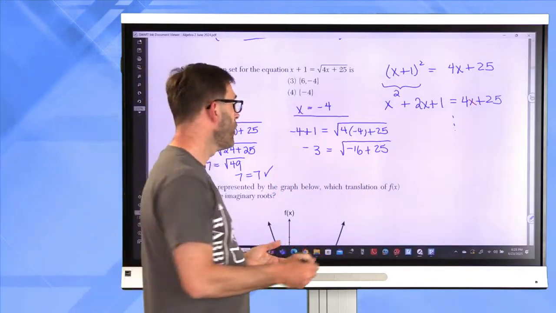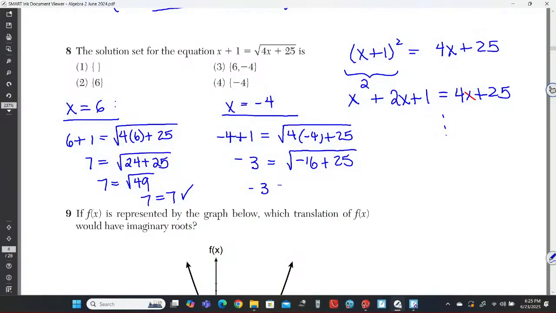If you kept going, you would get negative 3 equals the square root of 9, and that would eventually be negative 3 equals 3, and that's not a solution. So my only solution is 6.